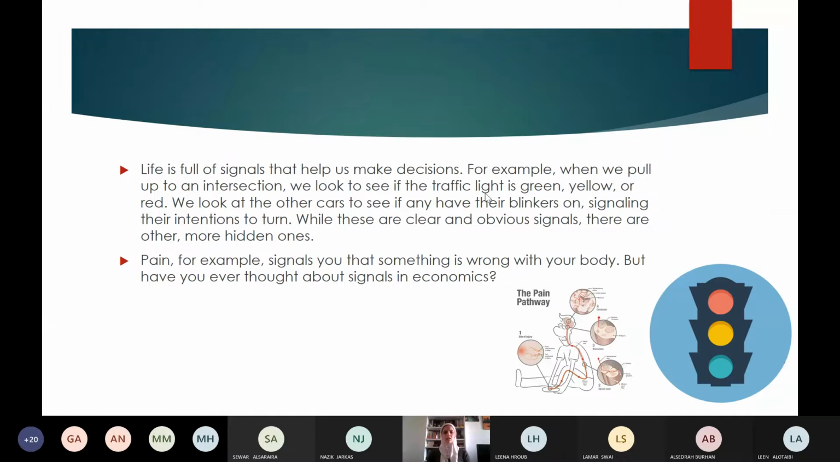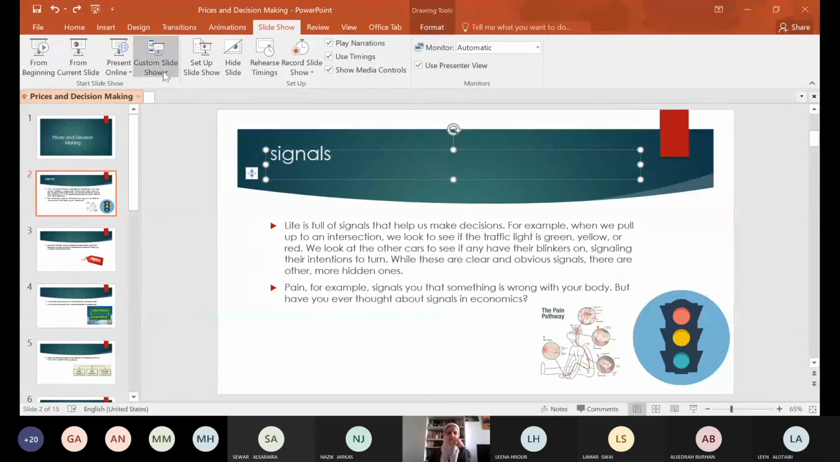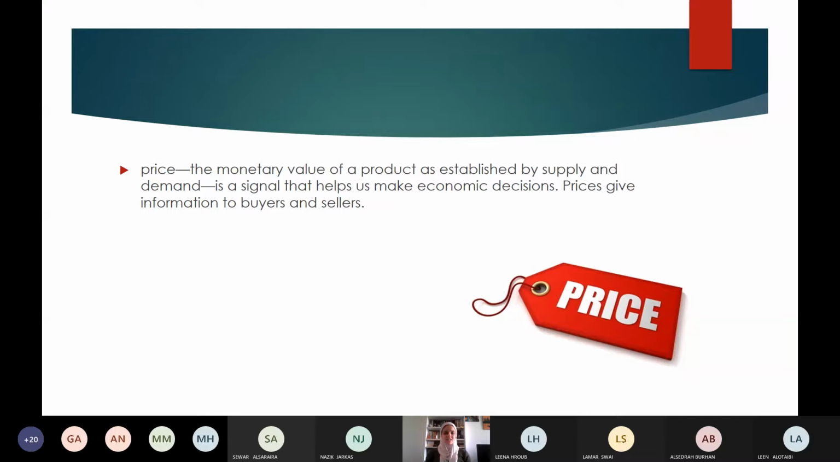What is a price? Here, I will write it here for you. Signals. What is signals? Signals here, it is a sign. Sometimes it's obvious, like red, do not cross the street, yellow, be prepared, green, it is safe, and sometimes it's hidden, like pain. Oh, I have pain here. It means you have to go to the doctor. Maybe there is something that doesn't function well inside your body. So these are signals.